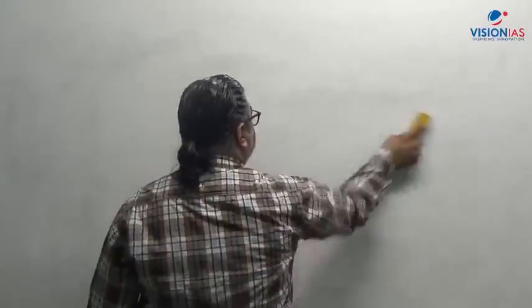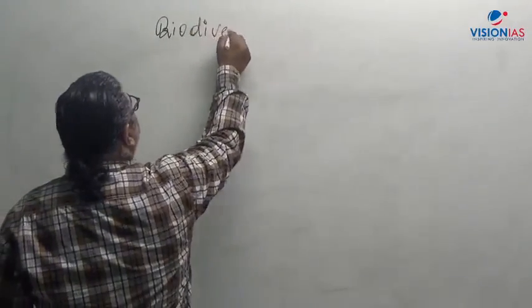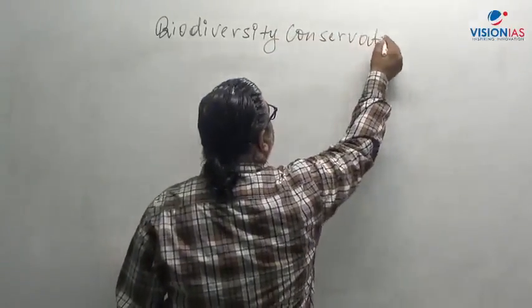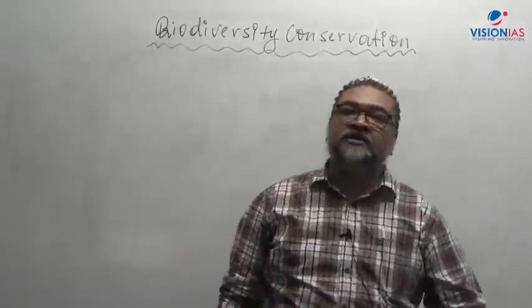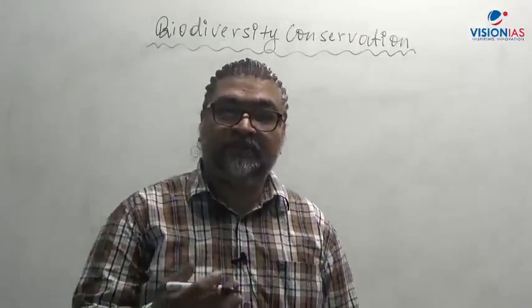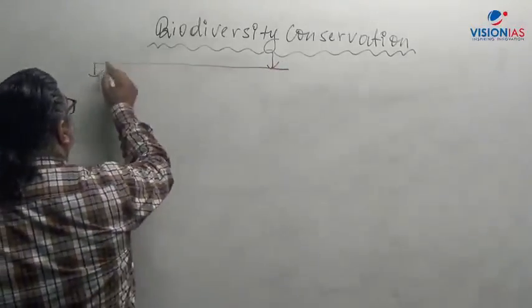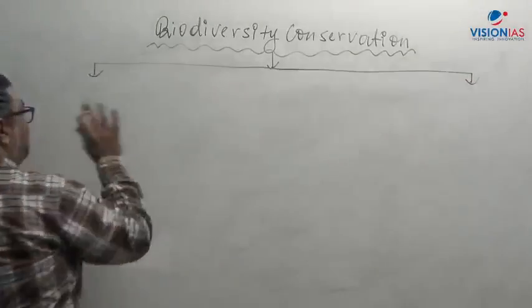Now let's come to the conservation part. I am now coming to biodiversity conservation. Now I am coming to the next topic, biodiversity conservation. Right? So we have already covered the importance of biodiversity, and then we have also discussed threats to biodiversity. So how do we conserve biodiversity, flora and fauna? In this context, there are two approaches. The two approaches by which we can conserve biodiversity of any ecosystem.